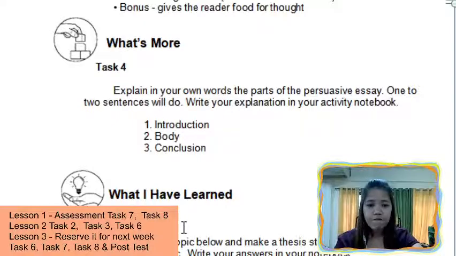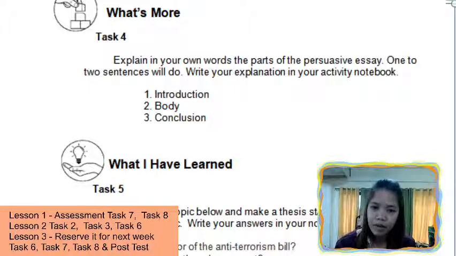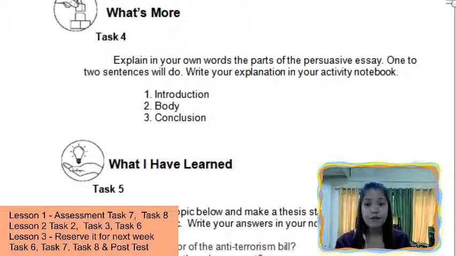Task 5. Choose one topic below and make a thesis statement. Explain why you chose this topic. Write your answers in your notebook. Are you in favor of the anti-terrorism bill? Anti-terrorism bill is beneficial to the people of the Philippines for their security. That can be a good thesis statement already. By that alone, you would say that the writer is in favor.